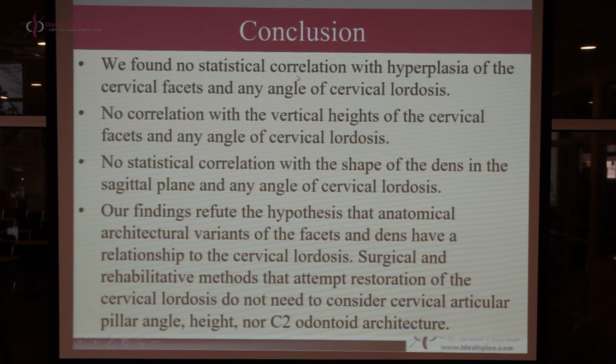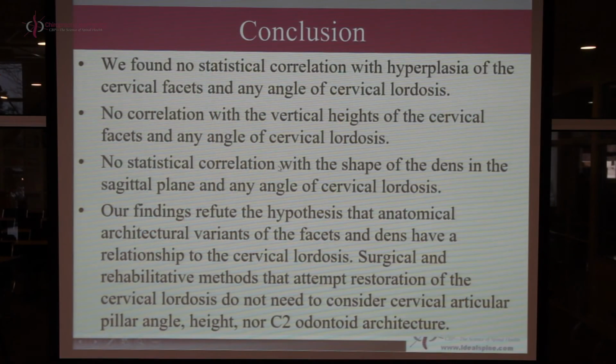Conclusion. We found no statistical correlation with hyperplasia of the cervical facets in any angle of cervical curve, except there was a weak correlation at the C4. No correlation between the vertical height of the articular pillar and the cervical facets in any angle of cervical curve. Our study was the first to truly look at this. We found no correlation. Also, no correlation between the shape of the dens in the sagittal plane and any angle of cervical curve. Our study findings refute the hypothesis that anatomical architectural variants of the facets and dens have a relationship to the cervical curve.